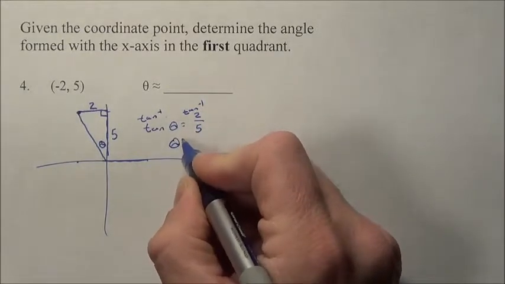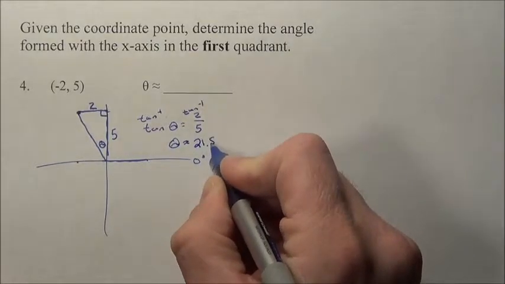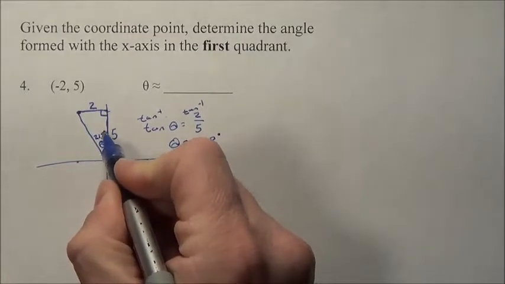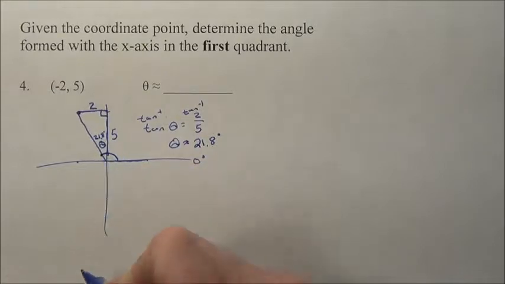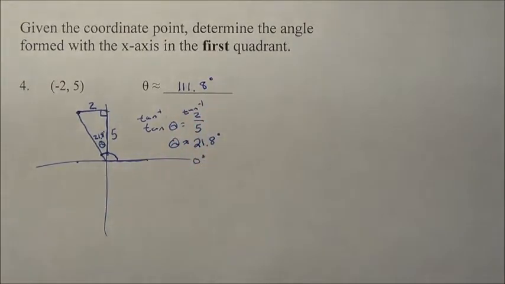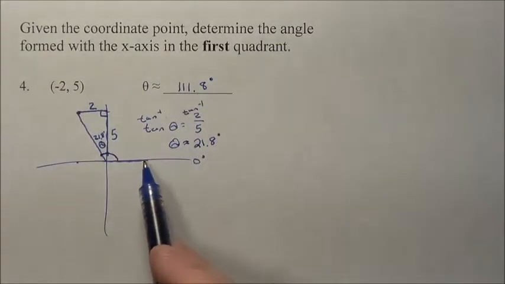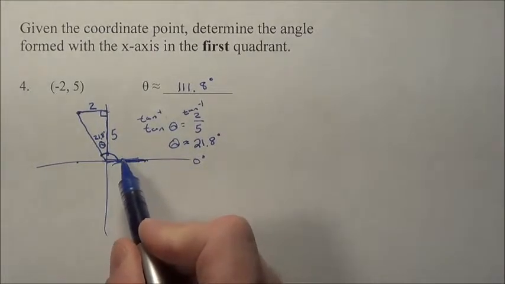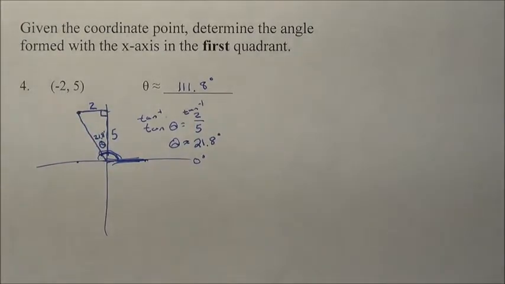That's going to tell me that theta in this situation is approximately 21.8 degrees. That means this angle right in here is 21.8 degrees. So I know the grand total opening is 90 plus that 21.8. Well, that'd be what? 111.8 degrees for theta, the angle formed with the x-axis in the first quadrant. That's what we have. This is your x-axis that's in the first quadrant. We're just saying, what's the angle opening to that point, -2, 5. Problem number 4.